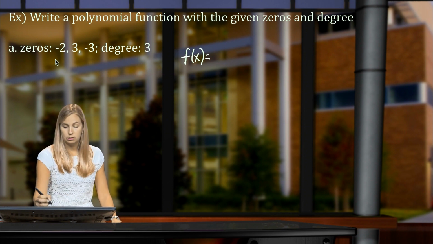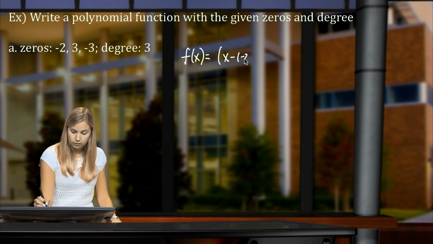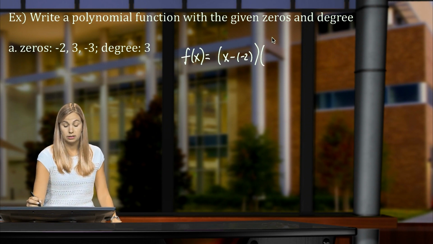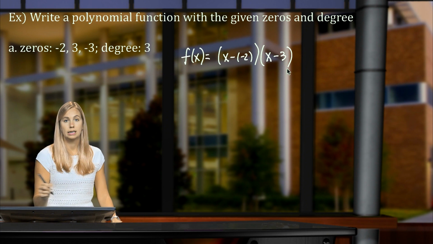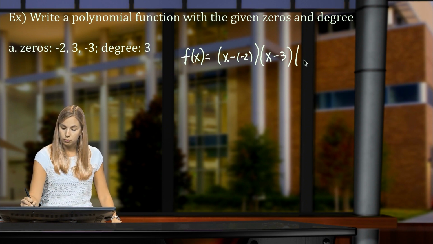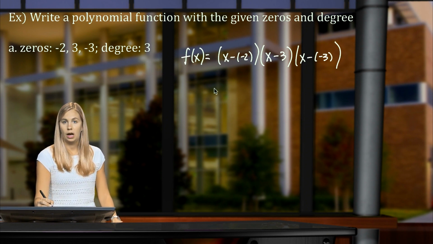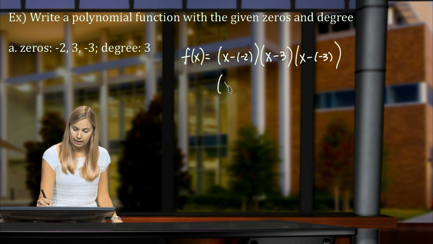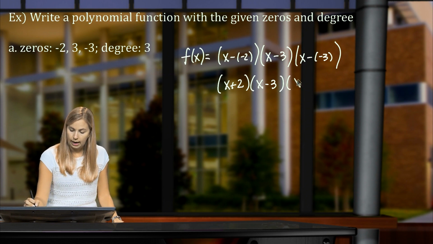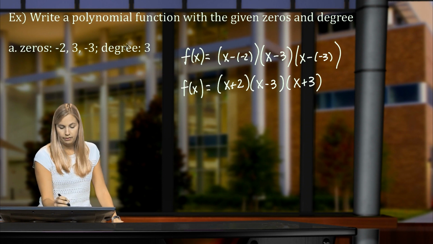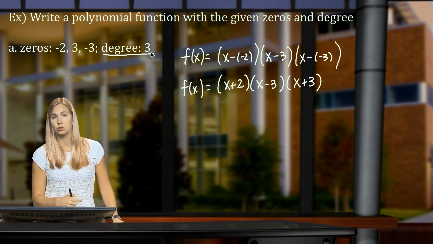If negative 2 is a 0, x minus negative 2 is a factor. If 3 is a 0, x minus 3 is a factor. And if negative 3 is a 0, x minus negative 3 is a factor. Now we're going to simplify these first and last factors. So we have x plus 2, x minus 3, x plus 3. And they've given us one other piece of information, that the degree is 3.